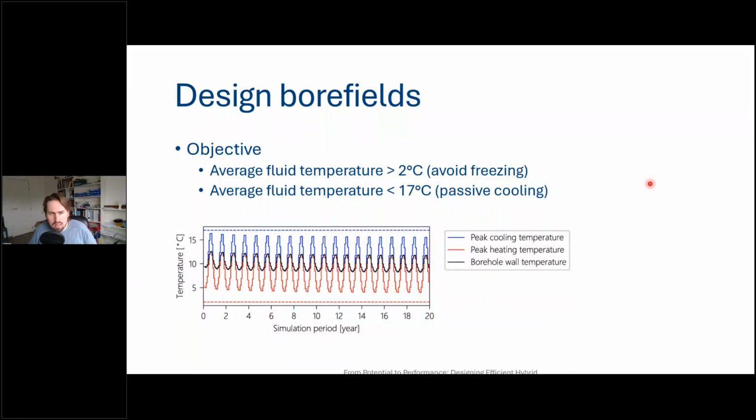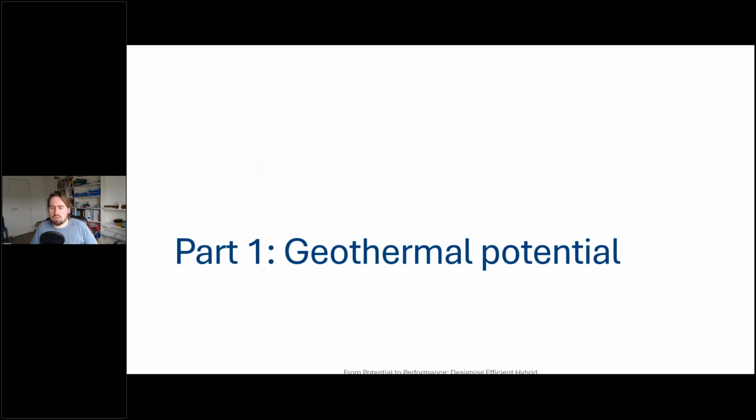So that's typically how you design borefields, and now we know that, we can take a look at how we can design hybrid systems. So let's go ahead and talk a little bit about geothermal potential.